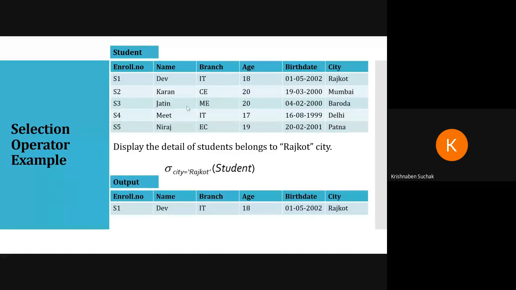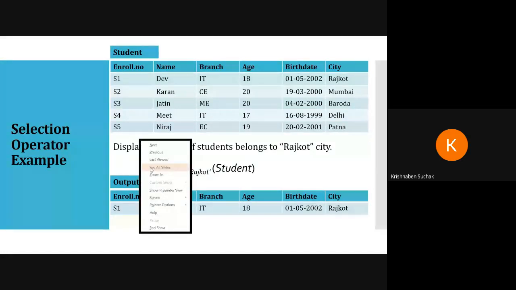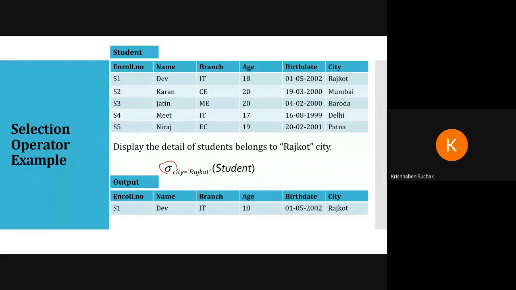Okay. This is the student table. We want to display the details of students who belong to Rajkot city. So this is our condition, or our select operator, which says sigma city equals Rajkot, and in brackets we have written the relation, that is the table name, student. Out of these 5 records, it shows only one record, and that record belongs to the student who is from Rajkot city. Okay, this is the selection operator.